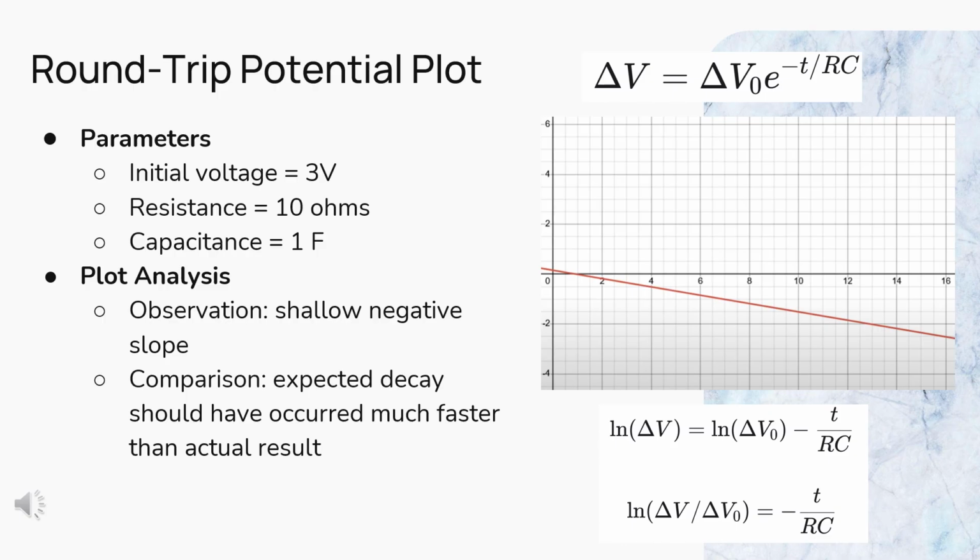And overall, the plot analysis. So the observation is that there's a shallow negative slope, and the comparison is that the expected decay, which is the top equation, should have occurred much faster than the actual result, which is the bottom equation.